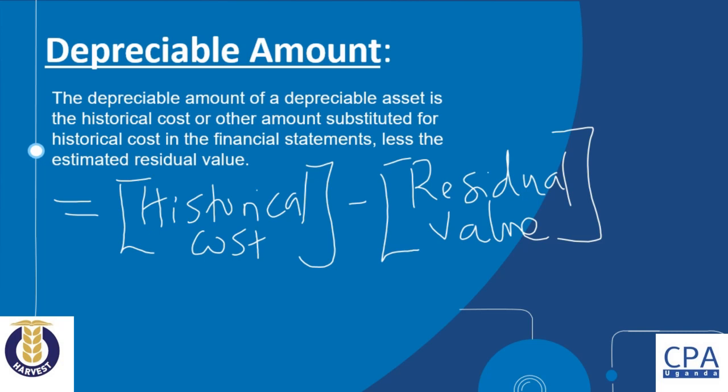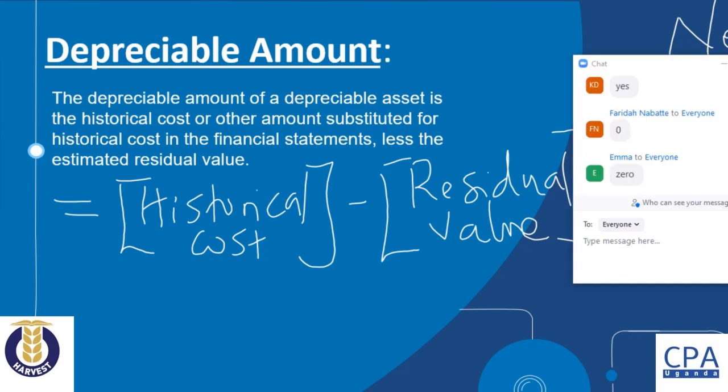Please note that if the residual value is not given, this one you're not going to find it, even if I share the slides. If you're not given the residual value, take the residual value as what? In the chat, Emma says 0, take it as 0. Farida says 0. Any other person? The examiner does not give the residual value. We take it as nil.